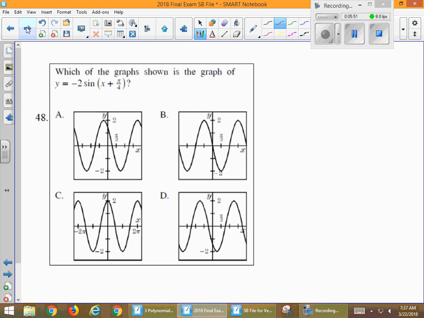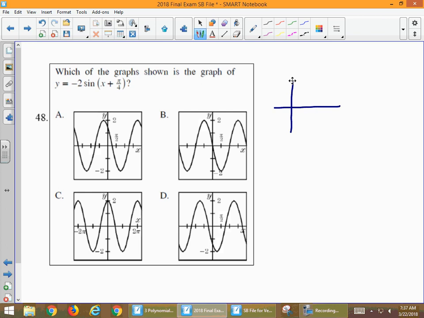Which of the graphs is negative 2 sine of x plus pi over 4? Okay, you like trig graphing. I'm going to start with sine. Sine is our wave function, and it looks like that. With a negative 2 out front, that does two things. First, that reflects our graph across the x-axis. And it makes our amplitude 2.